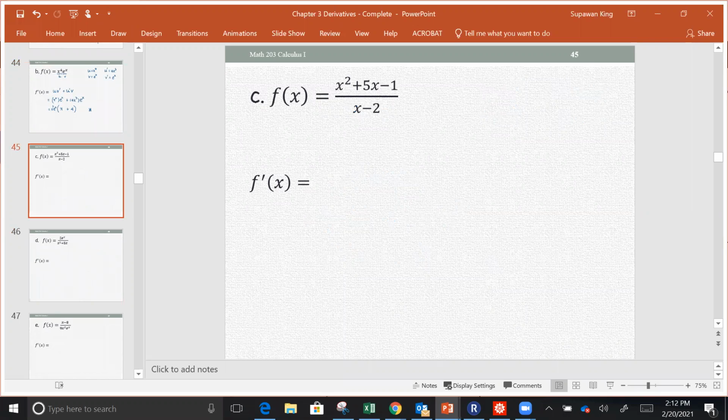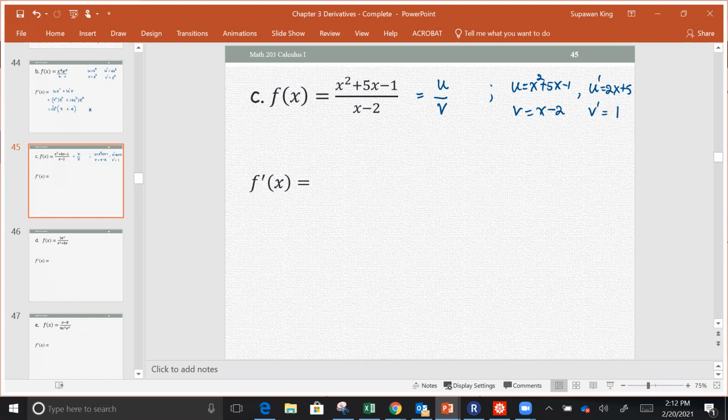Part C, f of x is x squared plus 5x minus 1 divided by x minus 2. We see the quotient, so we can apply the quotient rule. The numerator as u, or x squared plus 5x minus 1. The denominator as v, or x minus 2. On the side, for u equals x squared plus 5x minus 1, u prime, apply the power rule to get 2x plus 5. The v, which is x minus 2, v prime is 1.